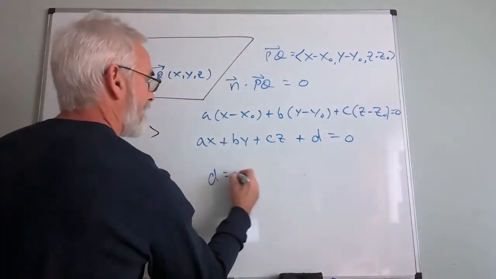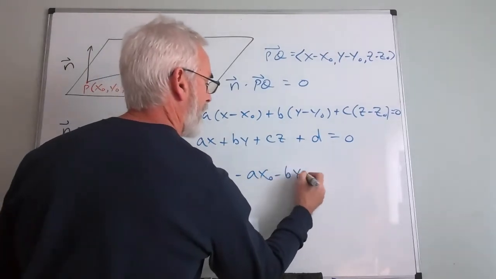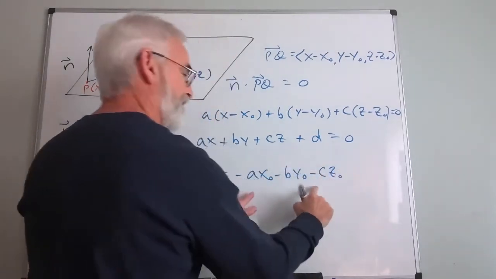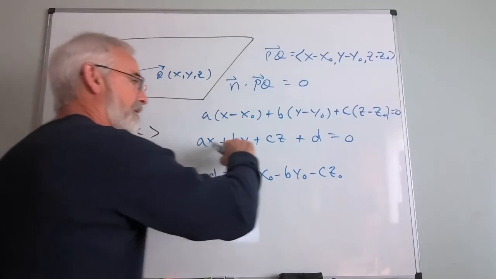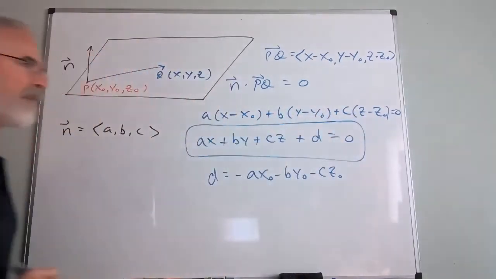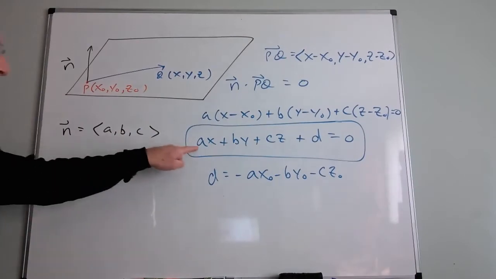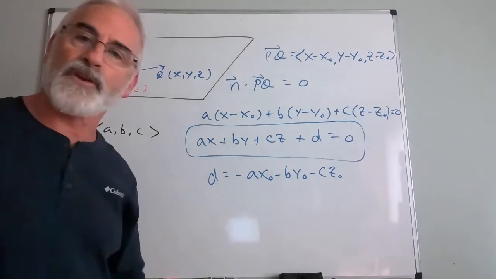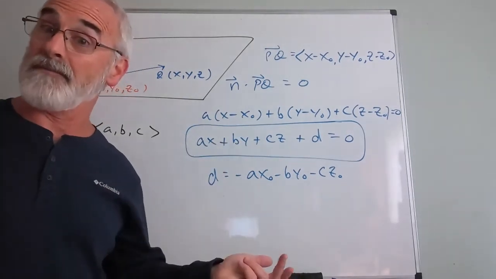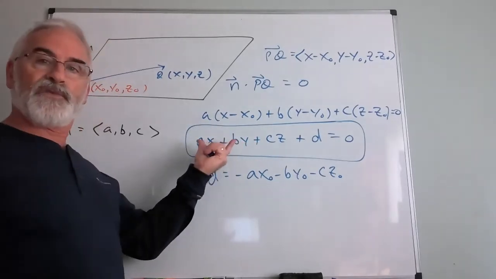Where D is clearly equal to negative A x naught, negative B y naught, negative C z naught. This is a scalar also. So this is the equation of my plane. Now notice the original normal vector was A, B, C. Those are also the coefficients of X, Y, and Z. No coincidence. So the equation of a plane always has this form.